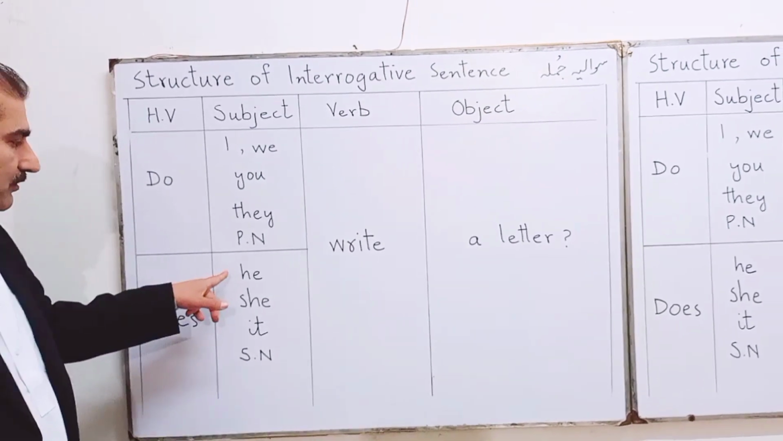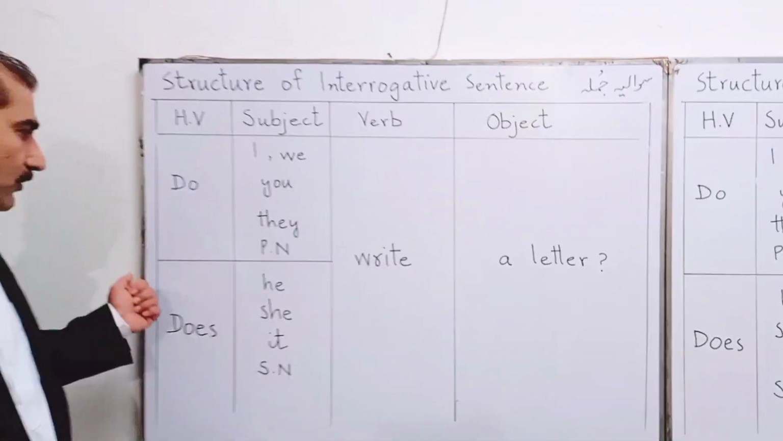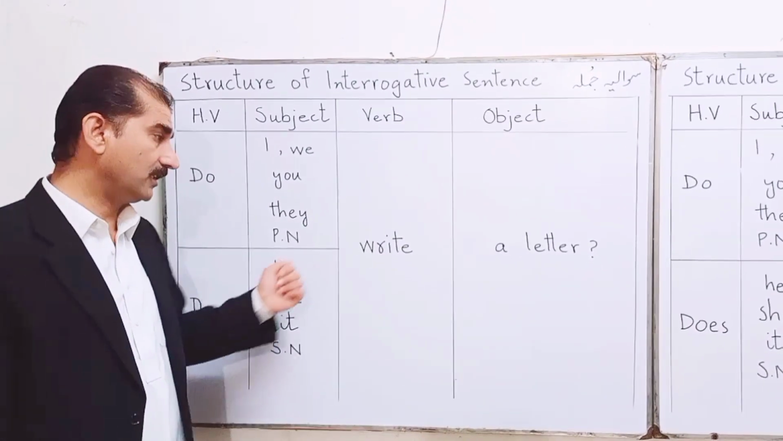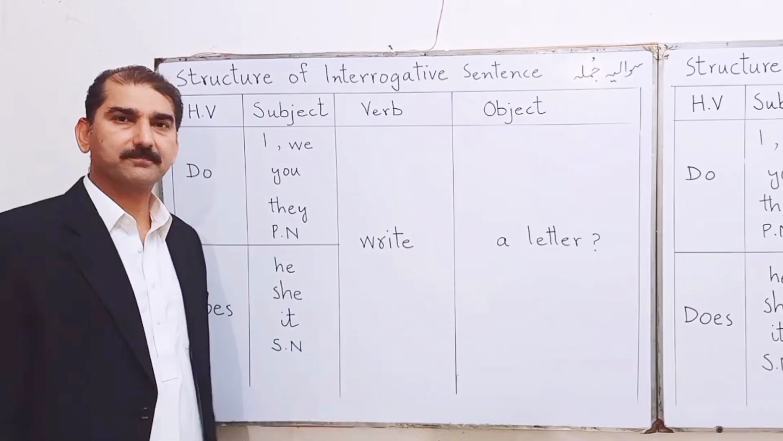Similarly, if our subject is he, she, it or a singular noun, then we will use the helping verb does over here. Does he write a letter? Does she write a letter? Does Ali write a letter?